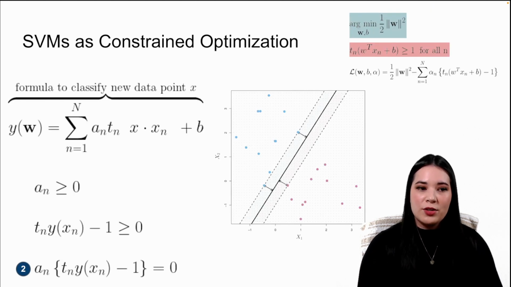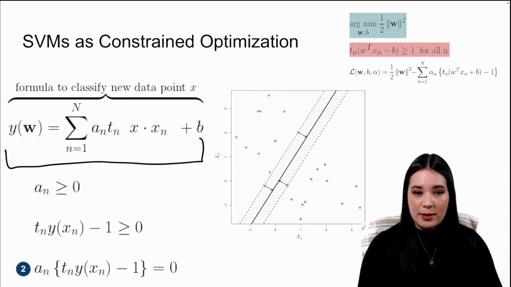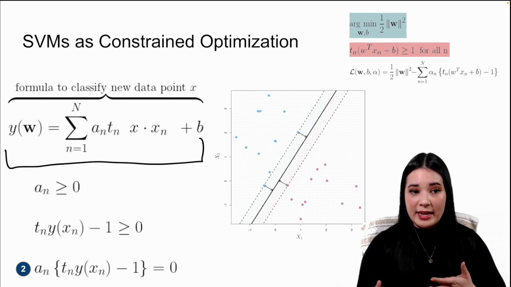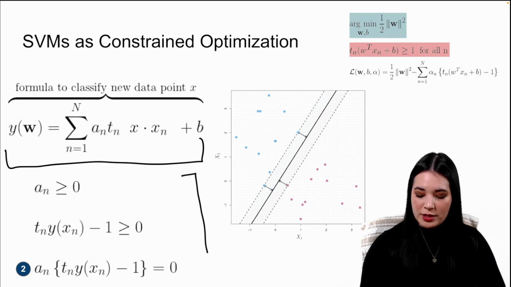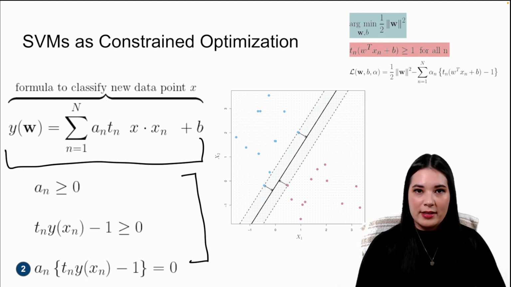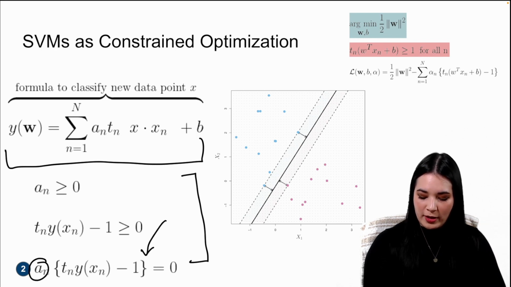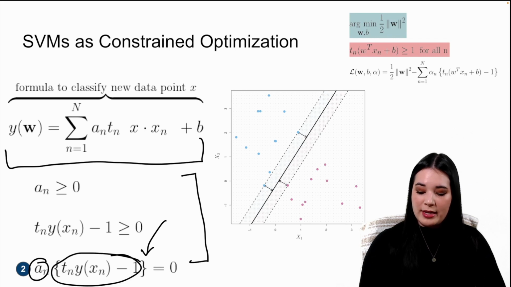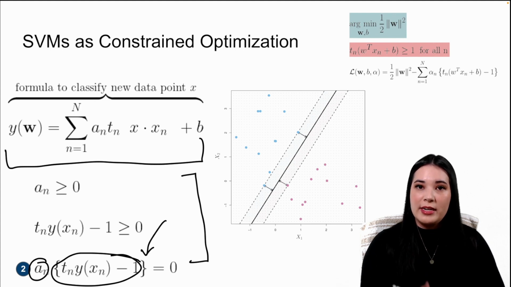Next, from that we can derive that this is the formula to classify a new data point x. So if we have a new data point and we want to classify whether we think it's a positive case or a negative case, we just plug it into this formula. And of course, we are subject to these constraints. Now this last constraint is the most interesting one. This says that our Lagrange multiplier times this formula right here has to equal 0 for every single data point.